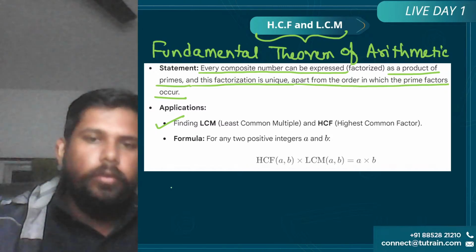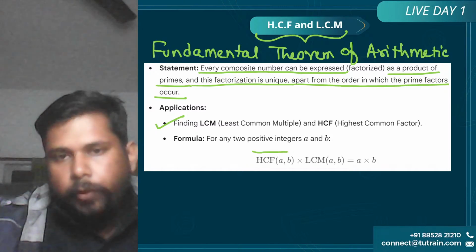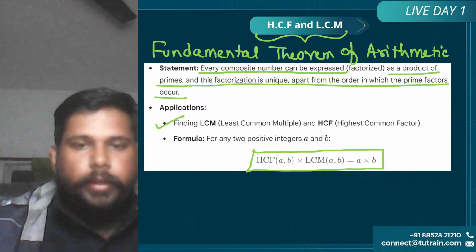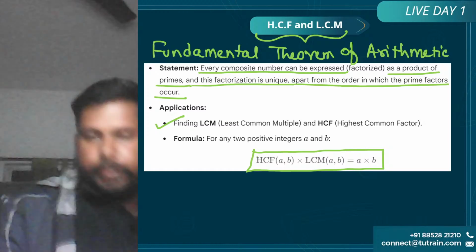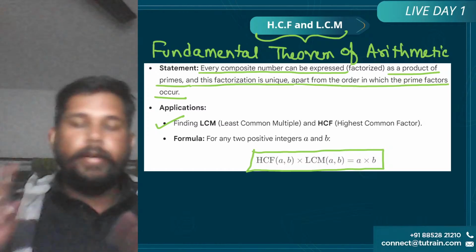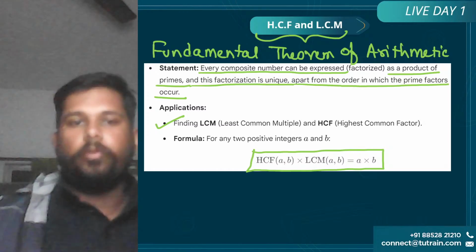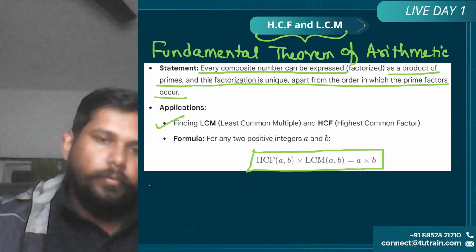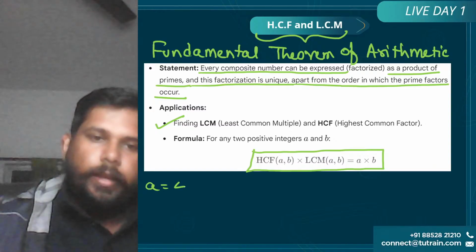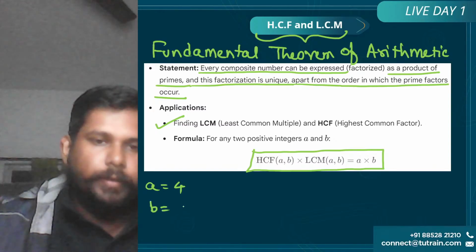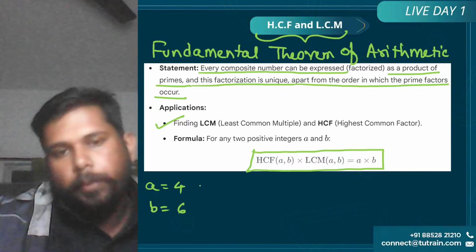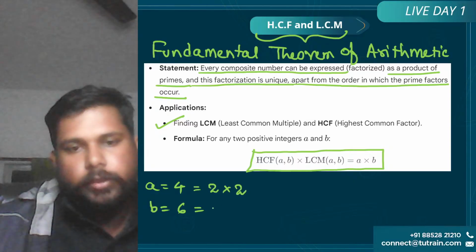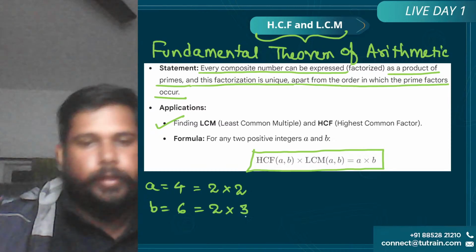So we know that if we find the HCF and LCM of two numbers, the product of HCF and the LCM is the product of those two numbers. For example, let's take the numbers A is 4 and B is 6, right? So the prime factorization of 4 will be 2 into 2. The prime factorization of 6 will be 2 into 3, right?